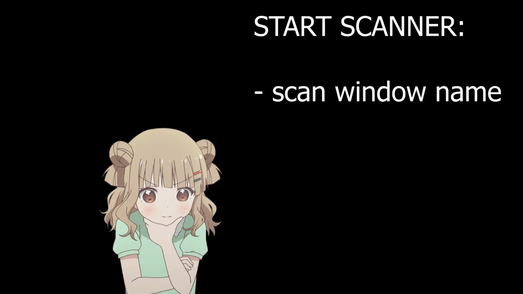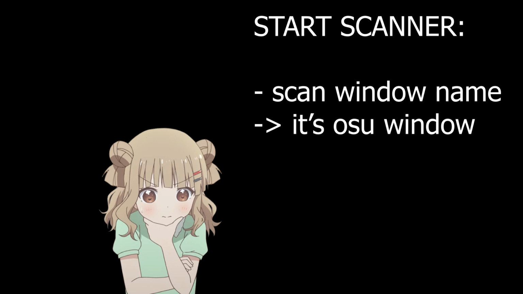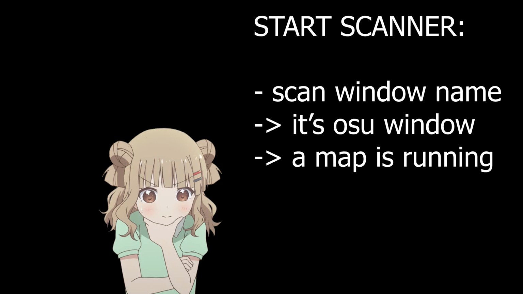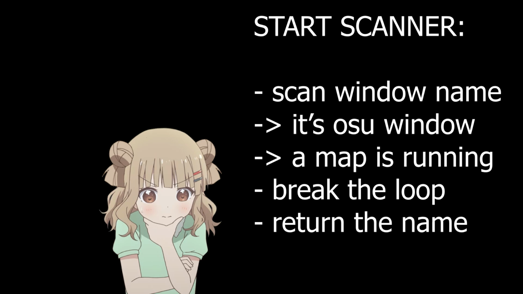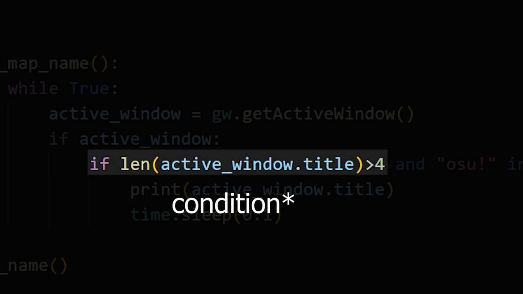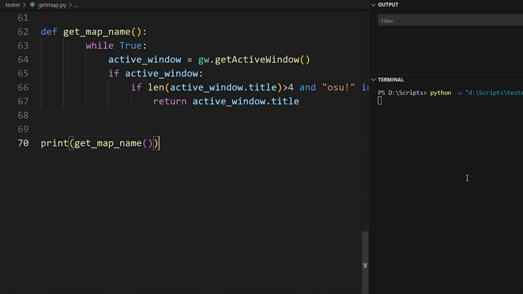But what I actually wanted to do is to constantly scan for the name of the window until it sees that it's an Osu window and it also is long enough to have the map name in it, meaning that I started playing a map. So I'm gonna add this length condition, and then instead of printing it out, I'm just gonna break the loop. So here's how it would actually work in my script.